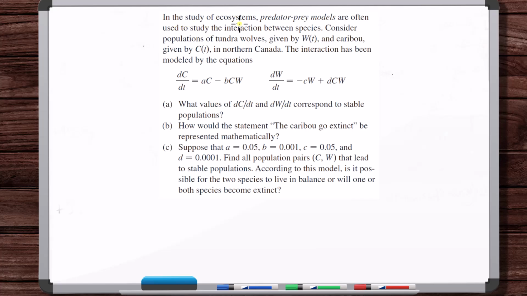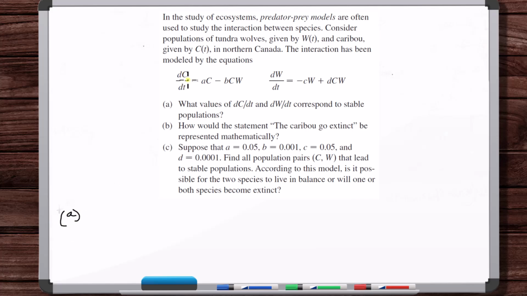In the study of ecosystems, predator-prey models are often used to study the interaction between species. Consider populations of tundra wolves given by W(t) and caribou given by C(t) in northern Canada. The interaction has been modeled by the equations. So the rate of change of caribou with respect to time and the rate of change of the tundra wolves with respect to time. What values of dC/dt and dW/dt correspond to stable populations? So what would a stable population be?